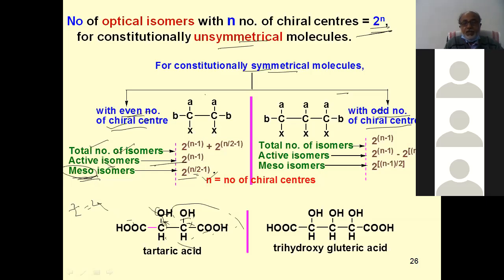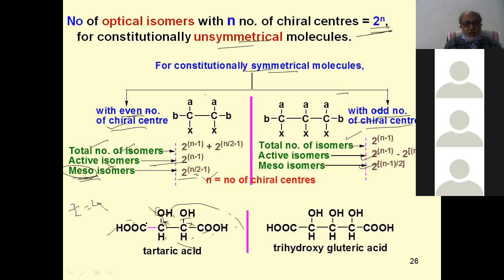Okay, this is the number. And if it is asymmetric with an odd number, then the total number will be 2 to the power n, and active isomers will be this minus this. So the formula has to be remembered. How you remember it is up to you.